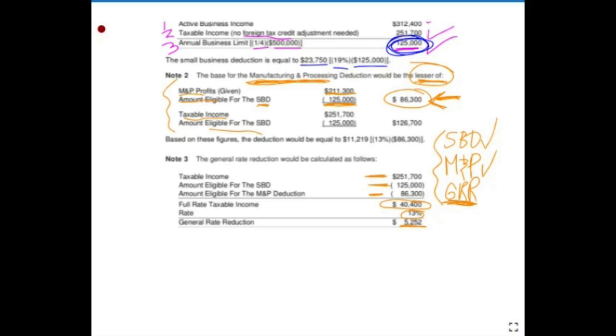A little bit of it's getting the 19% for small business. A little bit of it's getting the 13% for M&P, and a little bit of it's getting the 13% for GRR. Yes, it's 13% in both cases here for M&P and GRR, but you have to allocate it specifically to those categories. Those rates could change. There also is a potential provincial component that could be different. Federally, right now, bottom line, it makes no difference, but you still have to categorize it correctly here. So make sure you're careful with those calculations.